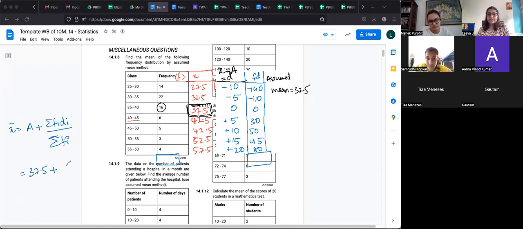Okay, so send what you get as the mean. When you're adding, keep the minus sign. So this will be minus 140 minus 110, so minus 250 plus 30 plus 50 plus 45. Like that's how it goes. So its value you may get either positive or negative, so don't worry if you get a negative value.